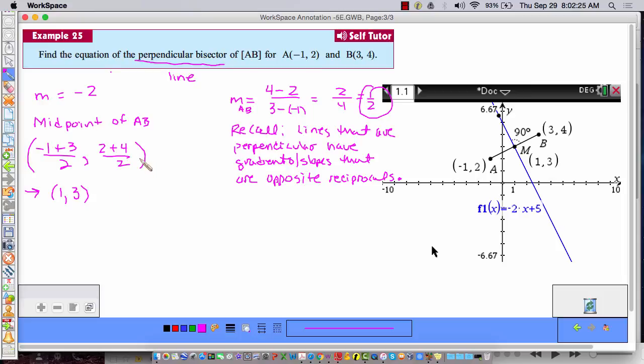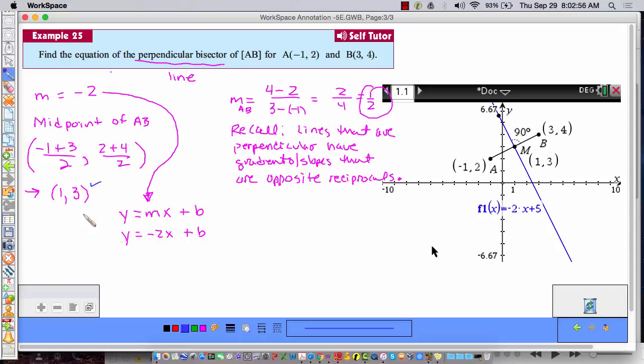So now the equation of the line. The slope is -2, and I know a point it goes through is (1, 3). I'm going to go with y equals mx plus b form. I know my slope is -2, so I have y equals -2x plus b. Now I need to find b, and I can do that since I know a point on the line.